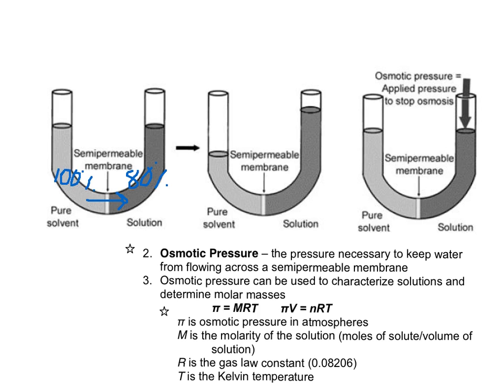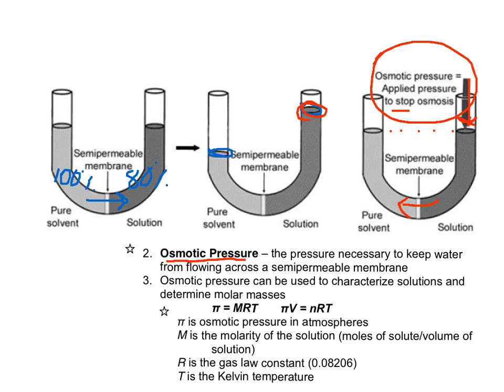And when that happens, the water level lowers and the solution level rises because it's getting more and more water over here. The definition of osmotic pressure is how much pressure you would have to apply to this solution right here, pushing it down, to force that water to go back through the semi-permeable membrane and even out these levels again. This is what we call osmotic pressure, the pressure necessary to keep that water from flowing across the semi-permeable membrane.